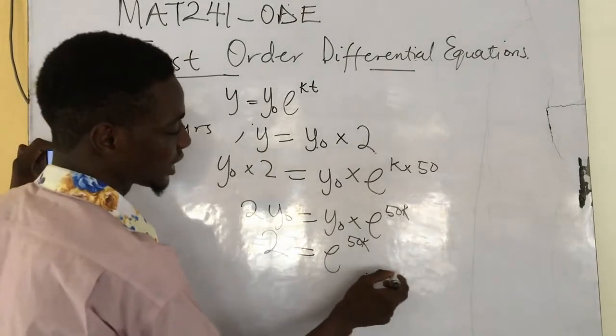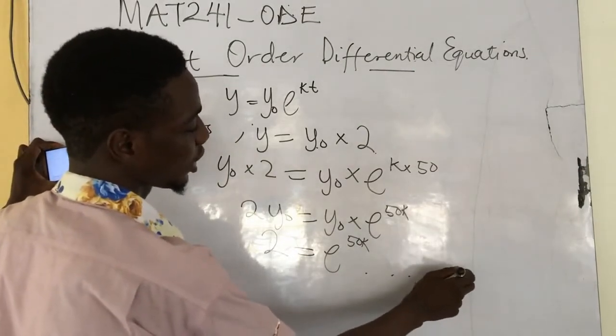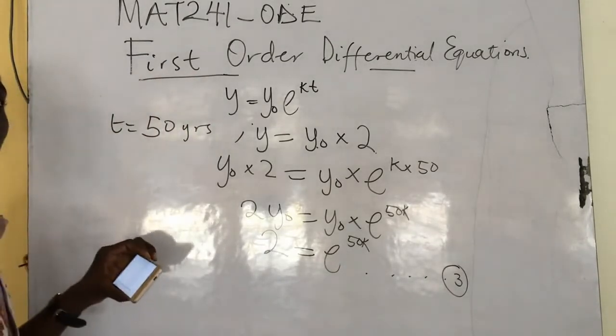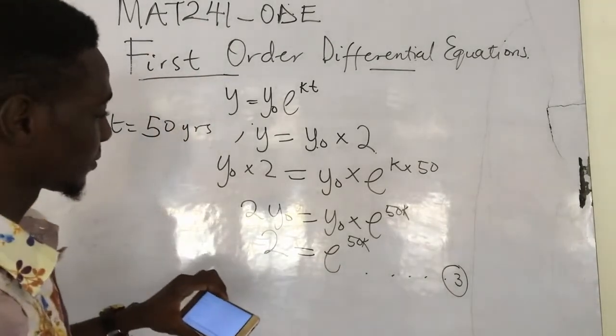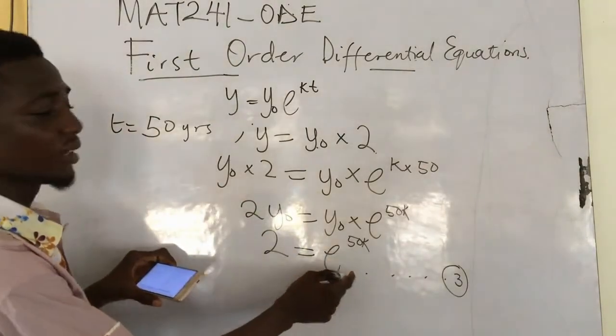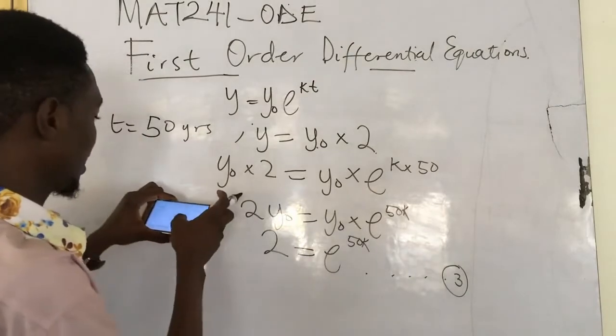So I've established this now, this equation 3. The next thing we'll do is find the value of k. From here, we can find the value of k.